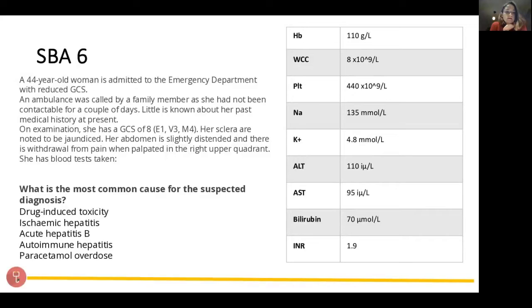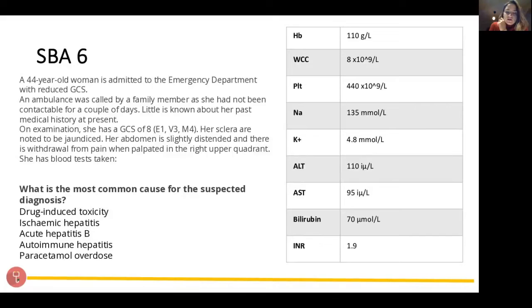Okay, next question. A 44-year-old woman is admitted to the emergency department with reduced GCS. An ambulance was called by a family member as she had not been contactable for a couple of days. We don't know much about her past medical history at present. On examination, she has a GCS of 8. Her sclera are noted to be jaundiced. Her abdomen is slightly distended, and there is withdrawal from pain when palpated in the right upper quadrant. And she has blood tests taken, which show the results on the right.